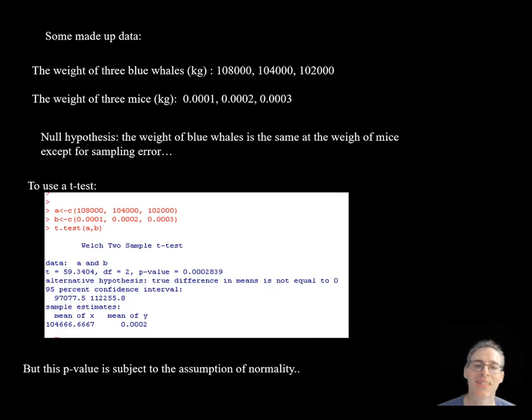So we have a null hypothesis that the weight of the blue whales is the same as the weight of the mice, except for sampling error. And that null hypothesis you can reject with a really small p-value, even though the sample size is only n equals 3 in each condition. But this p-value is subject to the assumption of normality, and with n equals 3 in each case, you can't really necessarily tell if your data are normal.